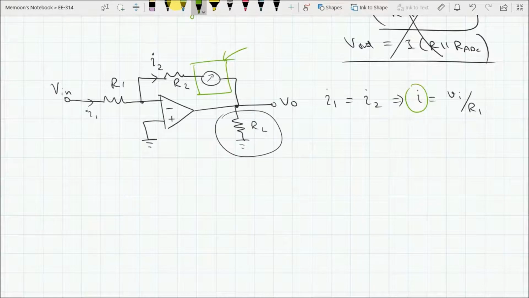Through this RL, we don't know the amount of current passing. We want a known amount of current to pass through our load. So this is our load. And you can see that both the terminals of our load are at some non-zero potential. No terminal of our load is grounded.